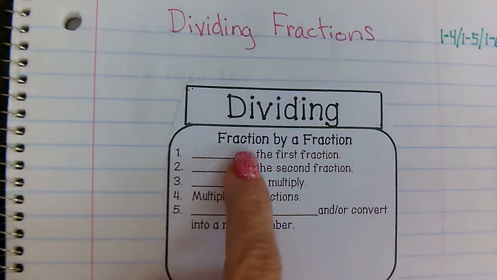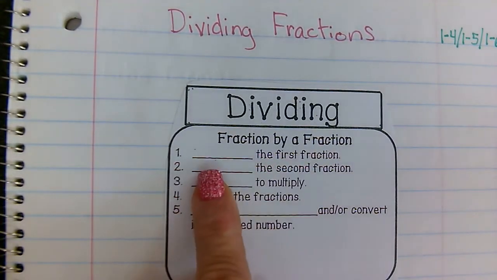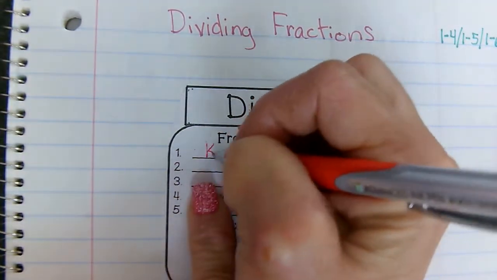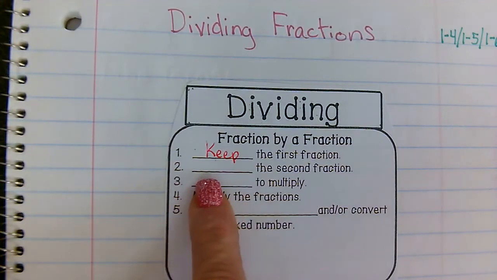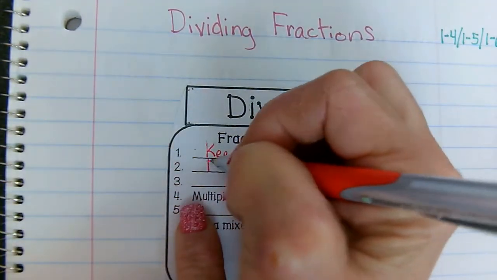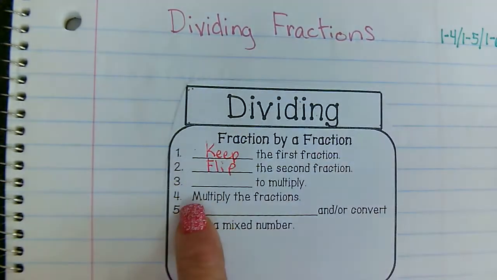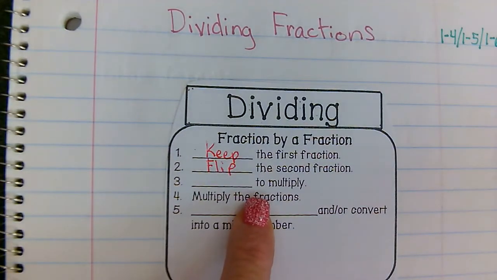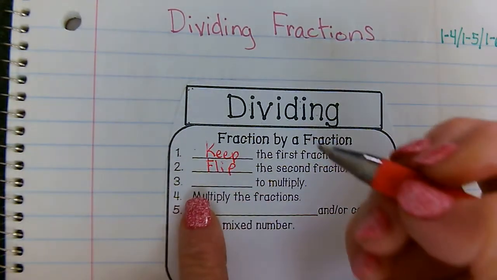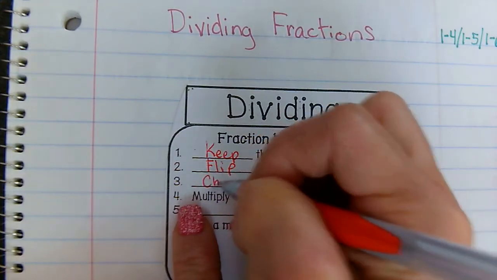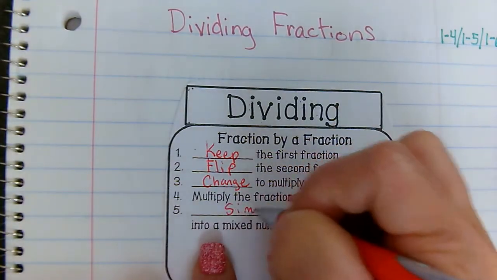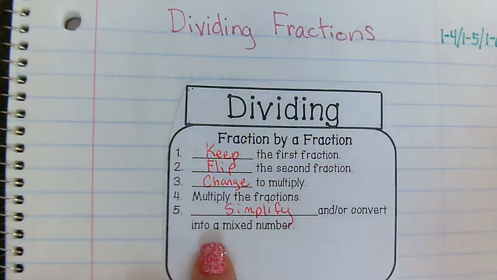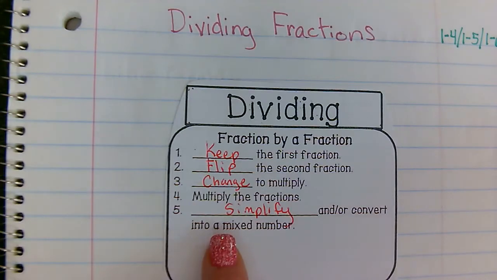So, dividing a fraction by a fraction. First, you're going to keep the first fraction. The second fraction you're going to actually flip. And between those, instead of a division symbol, we're going to change to multiply. Okay, after we multiply the fractions together, we'll simplify and/or convert into a mixed number.